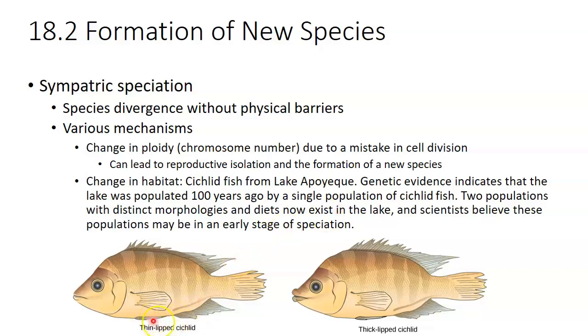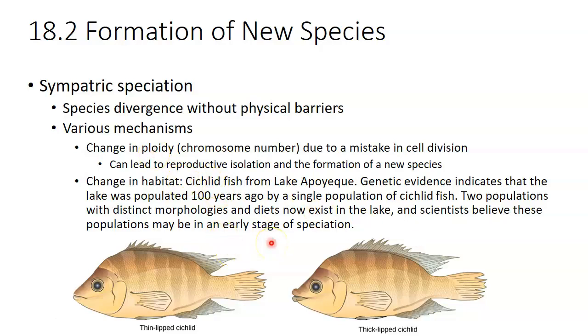There are the thin-lipped cichlids, and there are the thick-lipped cichlids. Okay, so two different, very distinct morphologies. If you look at their lips, you can see the difference there. But you can also see a little bit of a difference on the dorsal fin. Okay, and there probably are some other morphological differences as well. So again, we have two populations that arose from a single species. And when we look at what they eat, they're going to be eating two distinct diets within this lake. And scientists believe that these two populations are in the early stages of speciation. Eventually, they will probably become reproductively isolated from each other, and they will be two distinct species.